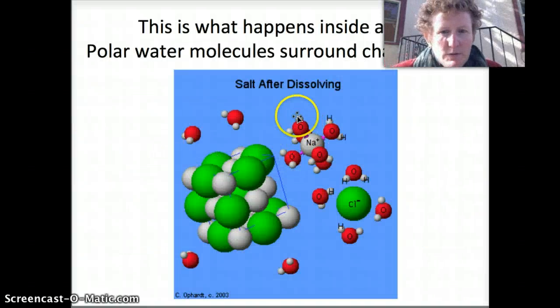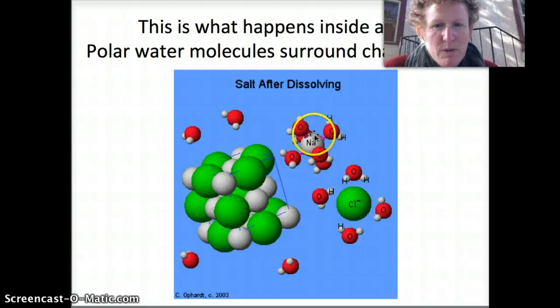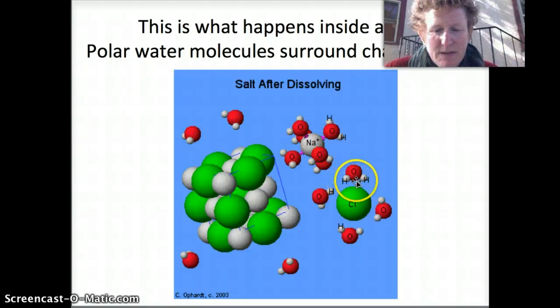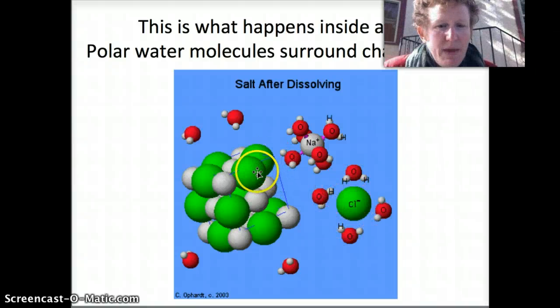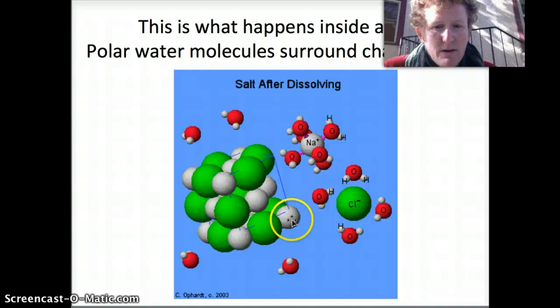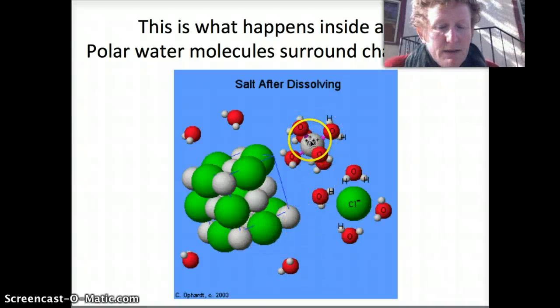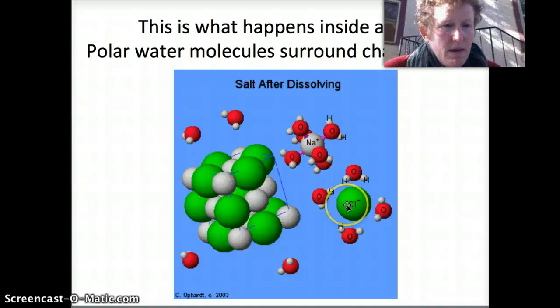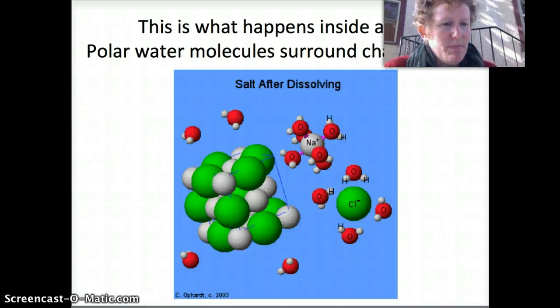Here you can see the water molecules, and that polarity of the water molecule, the negative side is surrounding the positive sodium, and the positive side of water, the hydrogen side, is surrounding the negative chlorine, and it's pulling the sodium and the chlorine apart. This is a salt crystal here. The green ones are chlorine, the gray are sodium, and it's pulling those atoms apart, breaking the ionic bonds, so the sodium ions and the chlorine ions can become dissolved in water and participate in really important reactions in biology.